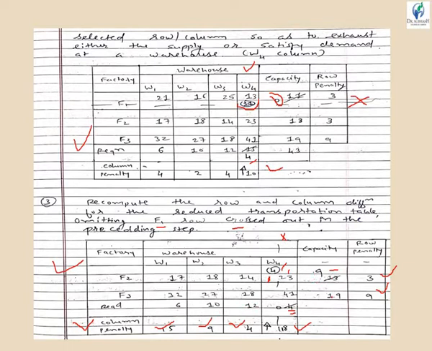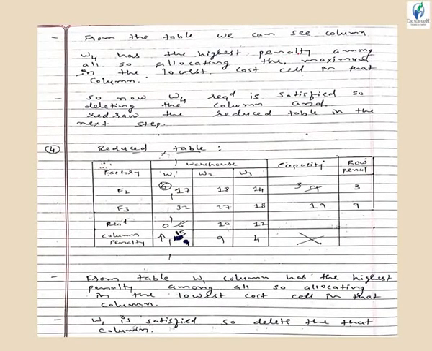Checking the rim condition: 9 plus 19 is 28, and 6 plus 10 is 16, plus 12 is 28. So the rim condition is also satisfied. Moving to our next step, we will redraw the table in which we omit W4. From the table we can see column W4 has the highest penalty among all, and we allocate the maximum in the lowest cost cell in that column. Now W4's requirement is satisfied, so we delete the column and redraw the reduced table in our next step.